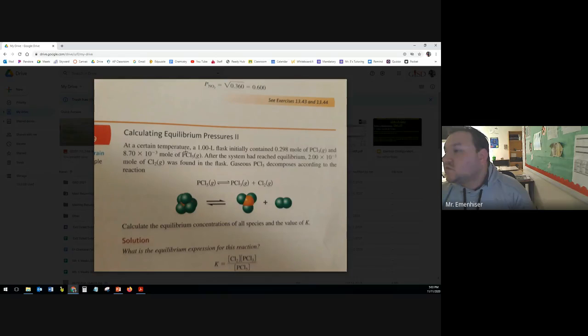Okay, so calculating equilibrium pressures 2. At a certain temperature, a 1 liter flask initially contains 0.298 moles of PCl3 and 8.7 times 10 to the minus 3 moles of PCl5. After the system has reached equilibrium, 2 times 10 to the minus 3 moles of Cl2 was found in the flask. Gaseous PCl5 decomposes according to the reaction. So there's our reaction. And so that's what we're told. So let's go ahead and solve this one.